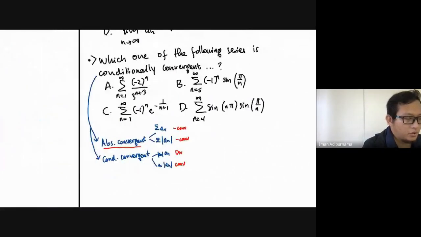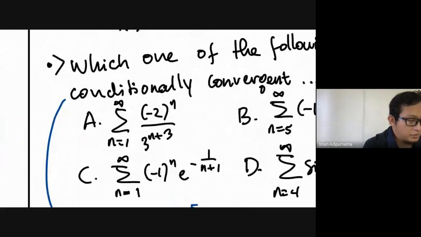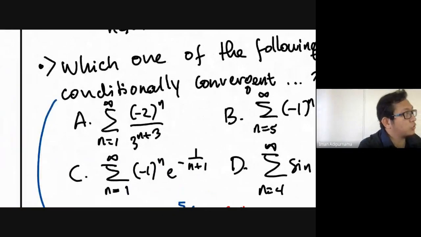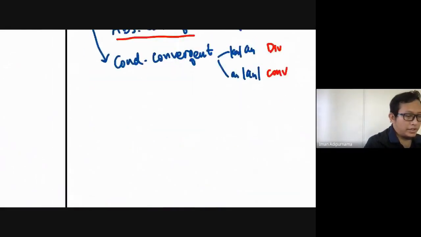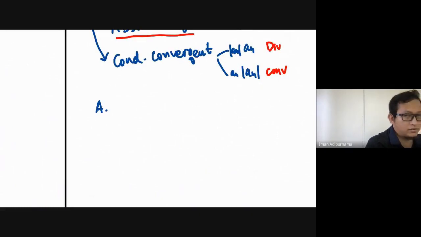Now we need to check from all these 4 options, A, B, C, and D, which one is conditionally convergent. So you need to check the series and its absolute value. Okay, let's check A.